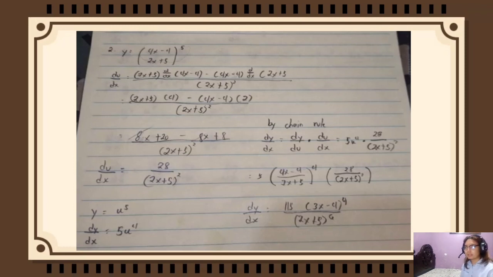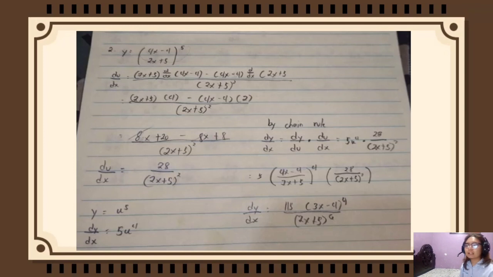Ito na, gamitin natin step 1 ng chain rule. Ayan. Derivative of y all over derivative of x is equal to derivative of y with respect to derivative of u multiplied by derivative of u with respect to derivative of x. Okay? Nakasunod ba tayo? So, equal to ito. So, ito siya. Okay? Then, multiply natin.